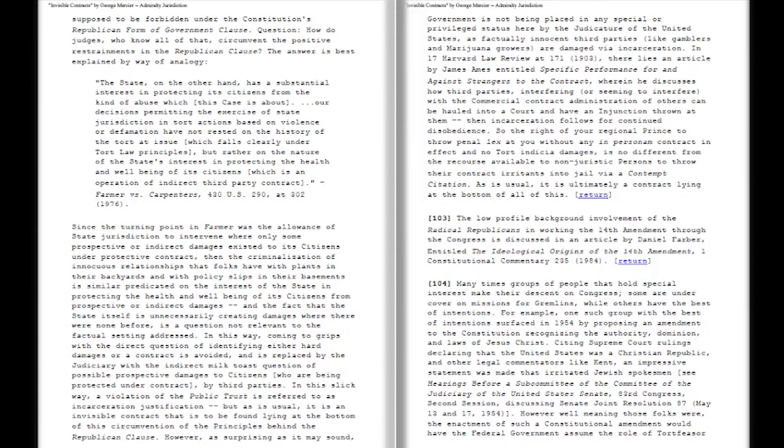In this slick way, a violation of the public trust is referred to as incarceration justification, but as is usual, it is an invisible contract that is to be found lying at the bottom of the circumvention of the principles behind the Republican clause. However, as surprising as it may sound, government is not being placed in any special or privileged status here by the judicature of the United States, as factually innocent third parties, like gamblers and marijuana growers, are damaged via incarceration.